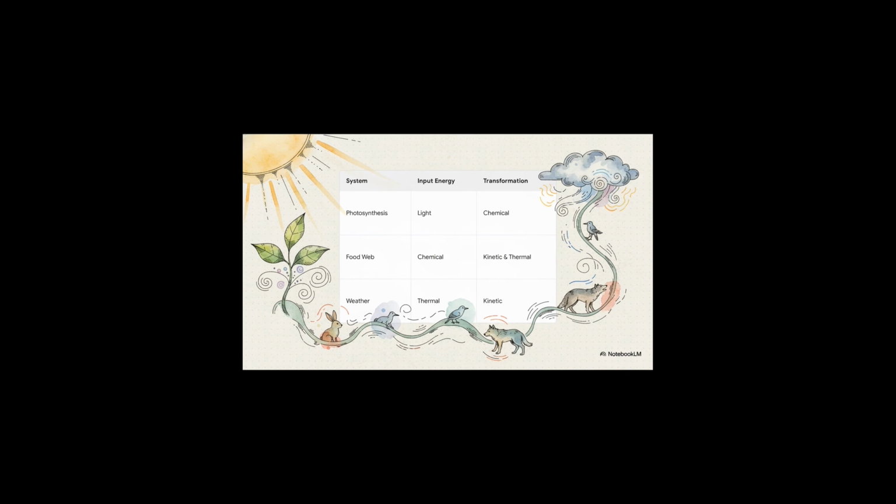Look at this. Photosynthesis. That's a plant taking light energy from the sun and transforming it into chemical energy, food. Then an animal eats that plant and the food web takes over, transforming that chemical energy into the kinetic energy for movement and thermal energy for warmth. The energy just keeps getting passed along in changing costumes, but it's never, ever lost.